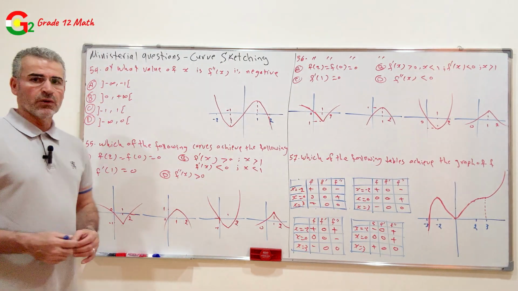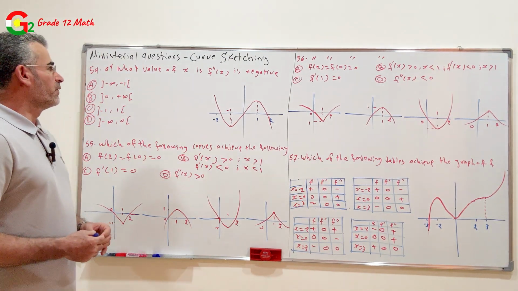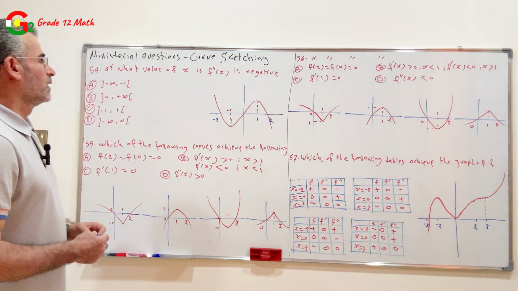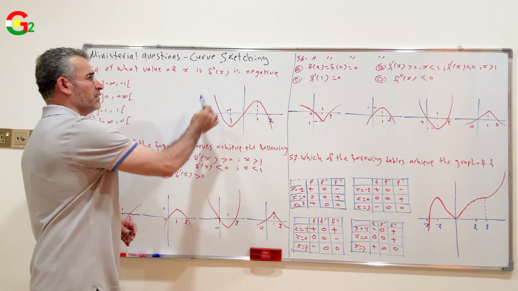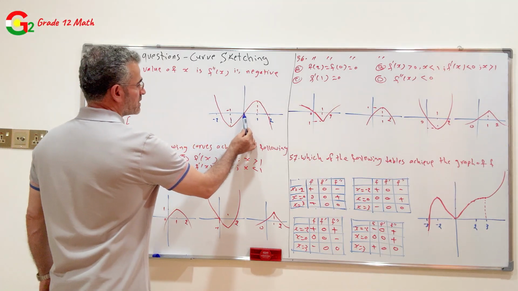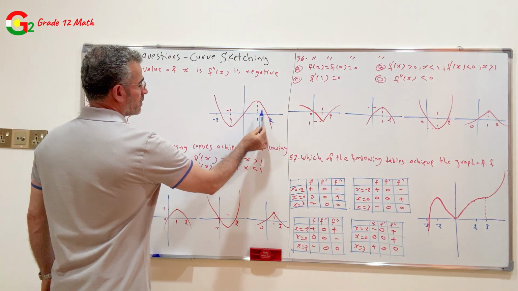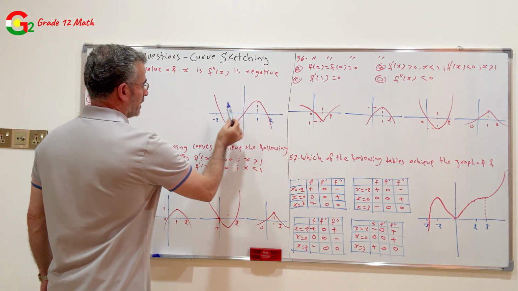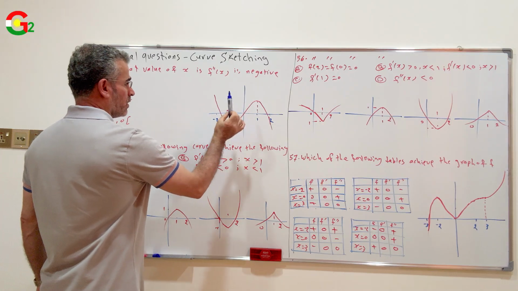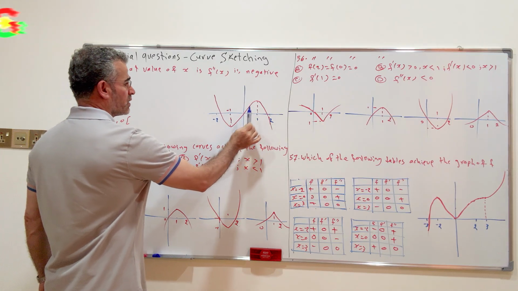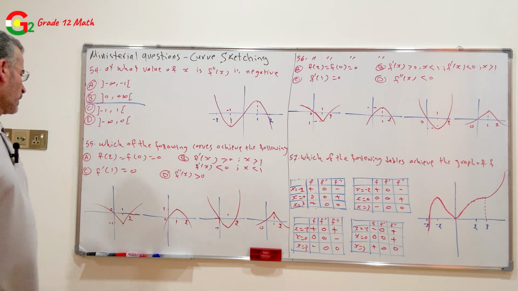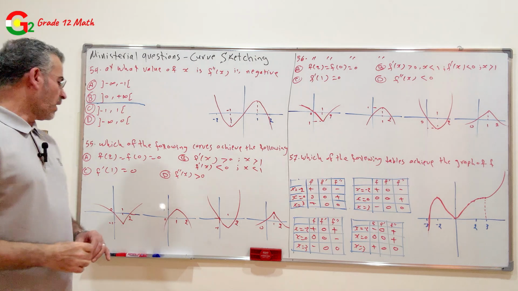Question number 54. At what value of x is f double prime of x negative? F double prime of x is negative when the graph is concave, and the graph is concave in the interval 0 to positive infinity, and convex in the interval negative infinity to 0. Therefore, the right choice is 0 to positive infinity. Choice B.